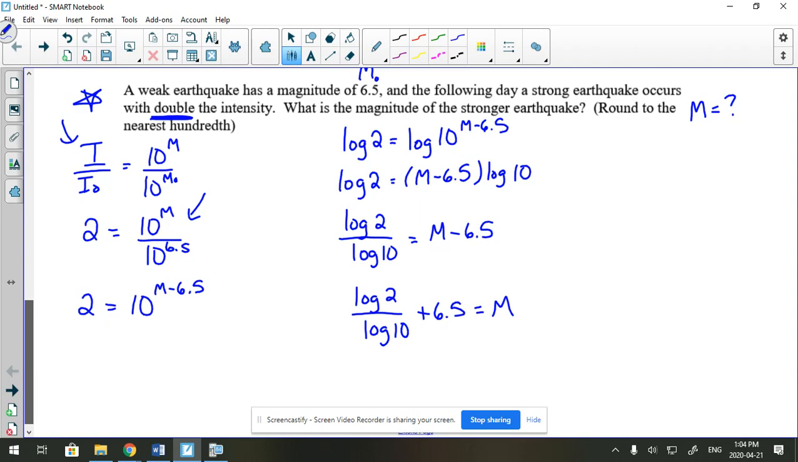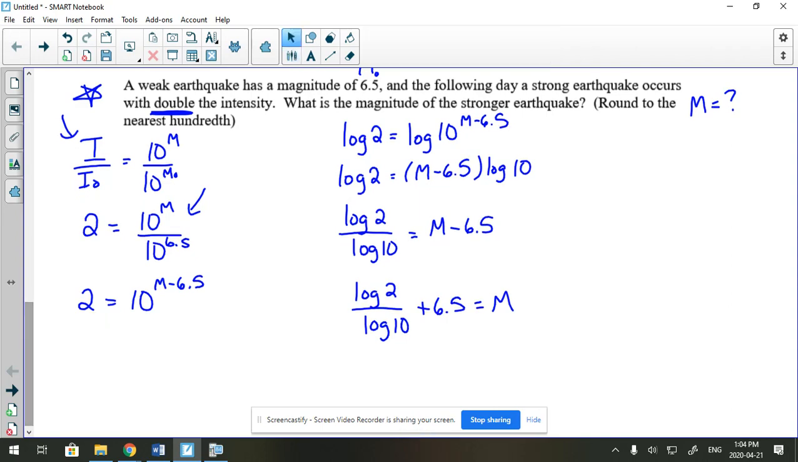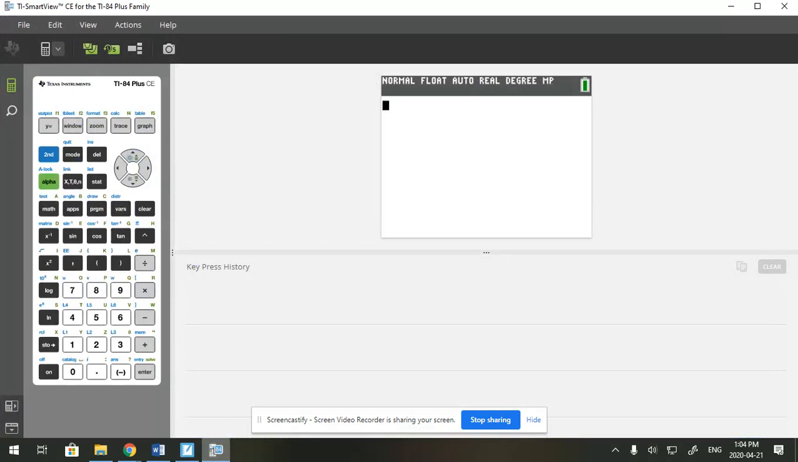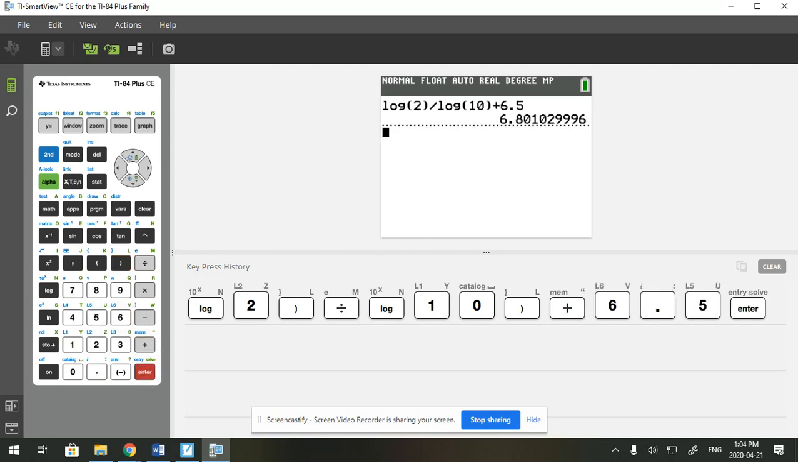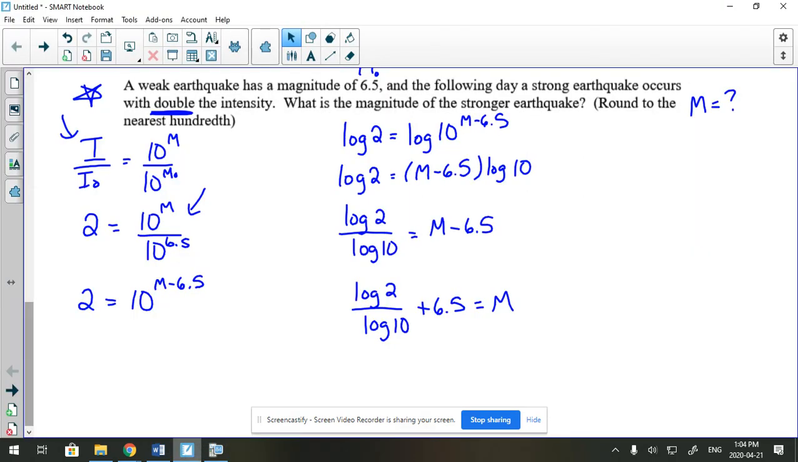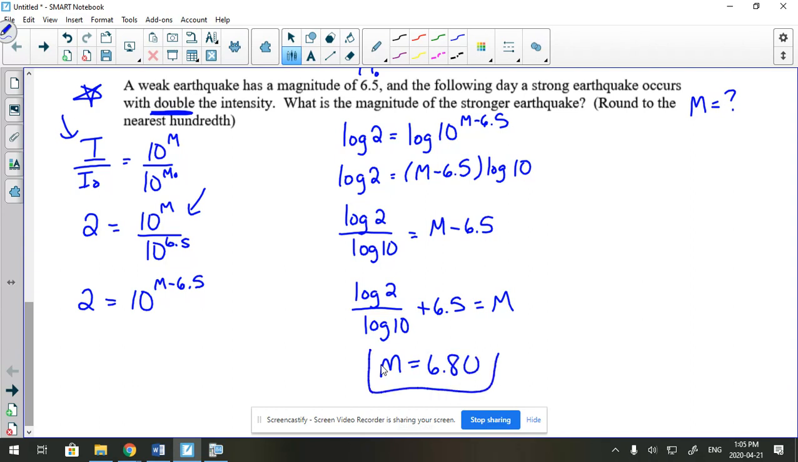And then you can just type it right into your calculator. So I'll show you that real quick as well. Little refresher. So to put that in your calculator, you're going to hit log 2, close your brackets, divided by log 10, close your brackets, and then we're going to add in 6.5. And you can see when we round this to the nearest hundredth that the magnitude of my stronger earthquake is going to be 6.80 on the Richter scale.